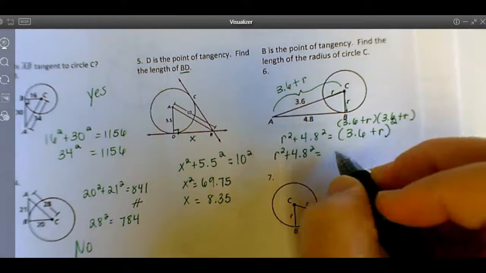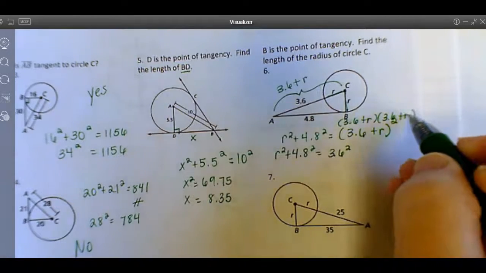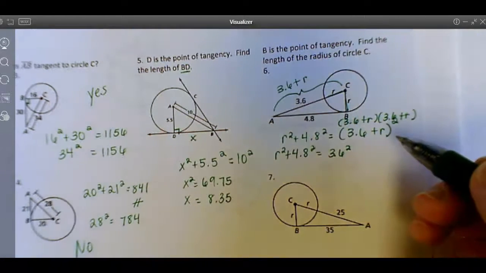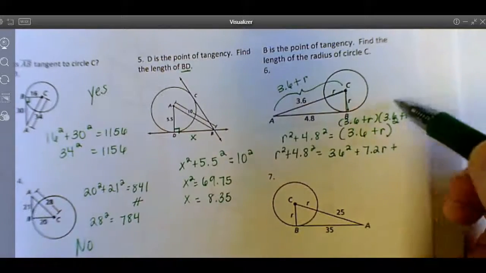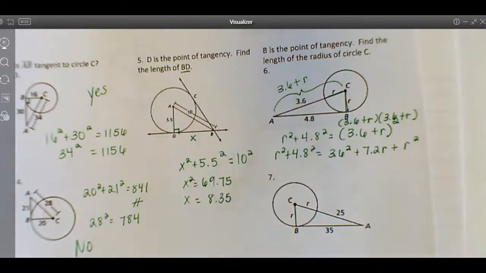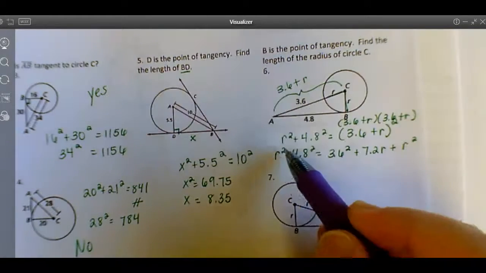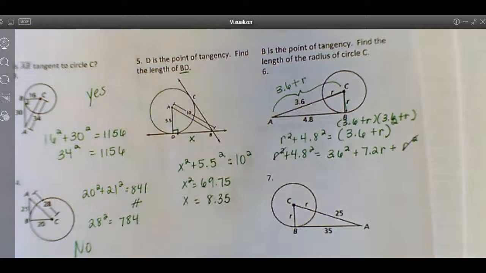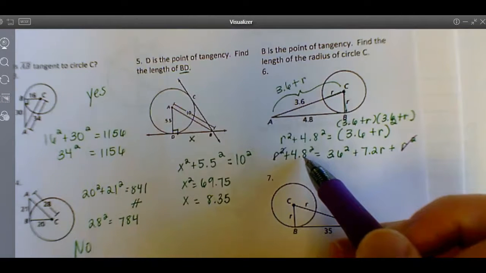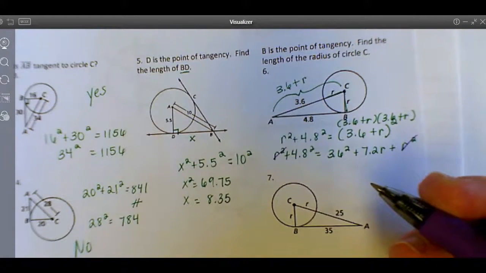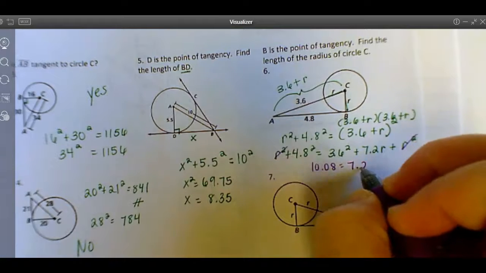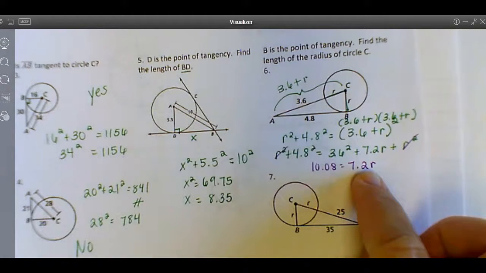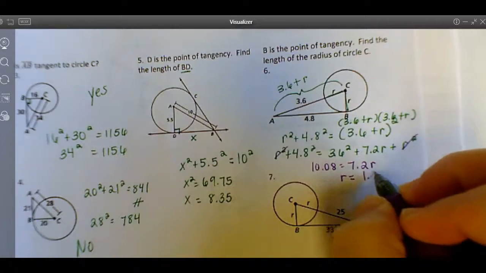So 3.6 times 3.6 is 3.6 squared, then 3.6r and another 3.6r. You can go ahead and add those together, and you get 7.2r. And then r times r is r squared. The good thing on this particular problem is that the r squareds go away when you subtract them on both sides, so we get something fairly nice that we can solve. We subtract 3.6 squared, so 4.8 squared minus 3.6 squared gives you 10.08. That equals 7.2r. Then we divide that by 7.2, and we get r is 1.4.